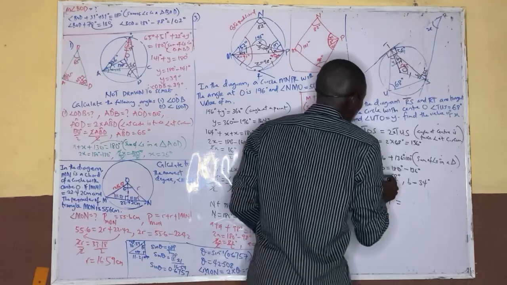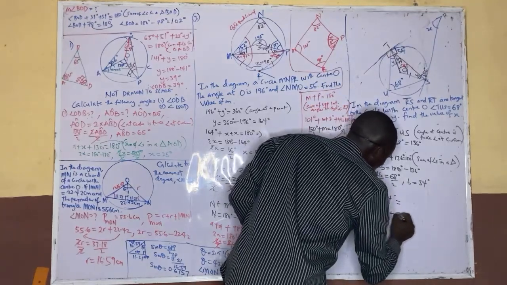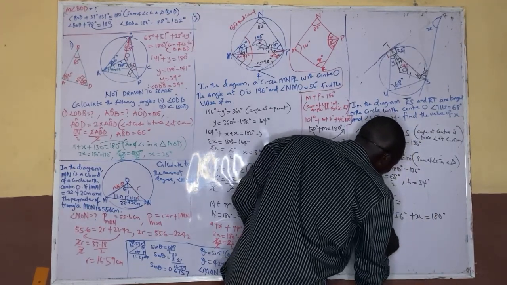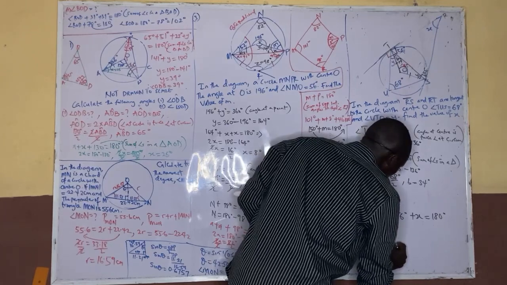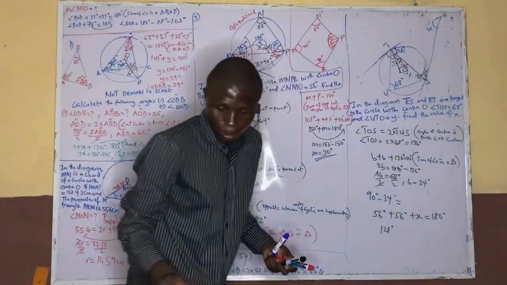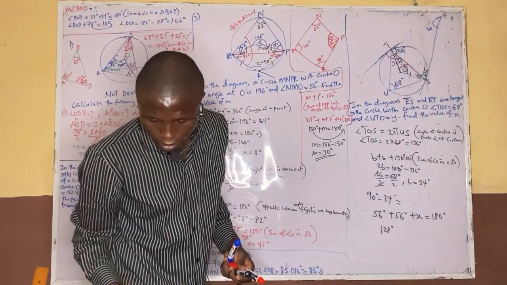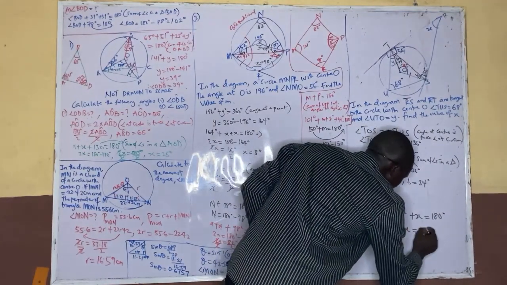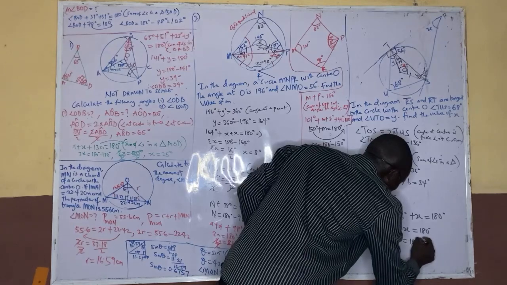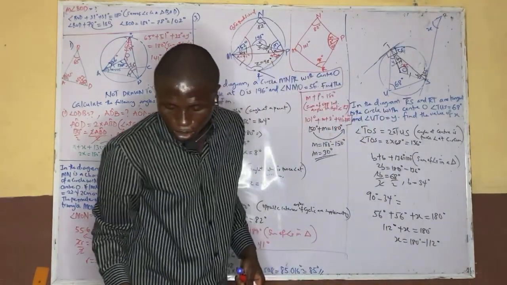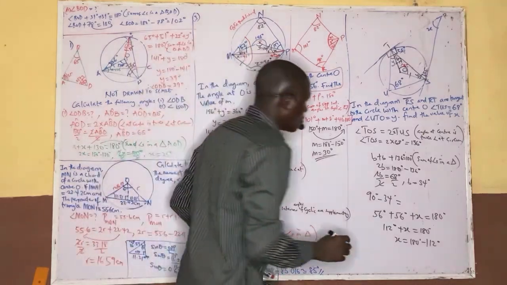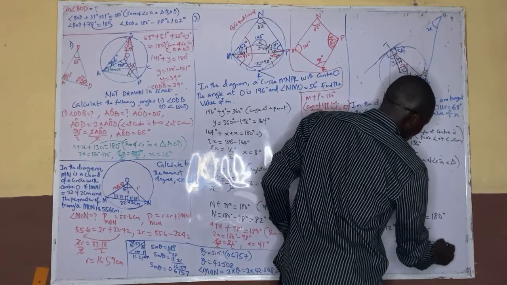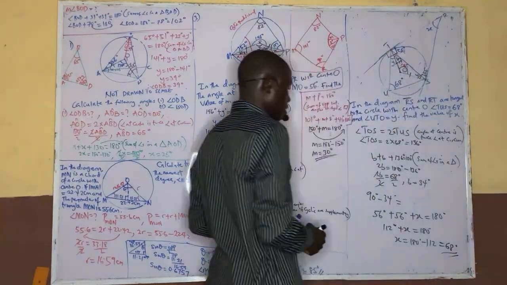So 56 degrees plus 56 degrees plus S equals 180 degrees. When you add them together, 56 plus 56 is 112 degrees, so 112 degrees plus S equals 180 degrees. So S equals 180 degrees minus 112, and the answer is 68 degrees. S is 68 degrees, final answer.